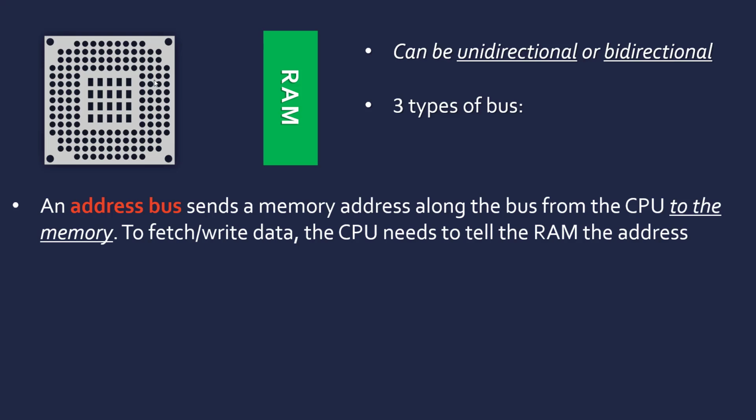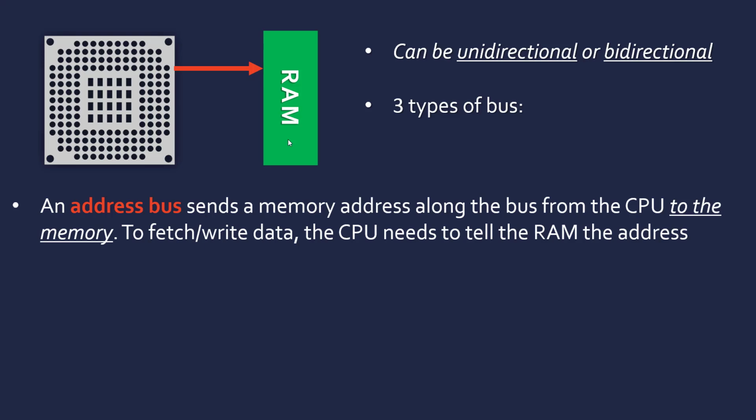The address bus is the first, and this sends a memory address along the bus from the CPU to memory. So that tells you that it's unidirectional, data only moves along this bus from the CPU to the RAM. And the purpose of this is that in order to read or write data, or fetch and write data, the CPU needs to tell the RAM where the data is located or where it's going to be located. So it will put an address on the address bus to tell it to access a bit of data there or to store a bit of data here. The RAM needs to know where the CPU wants to read or write data from.